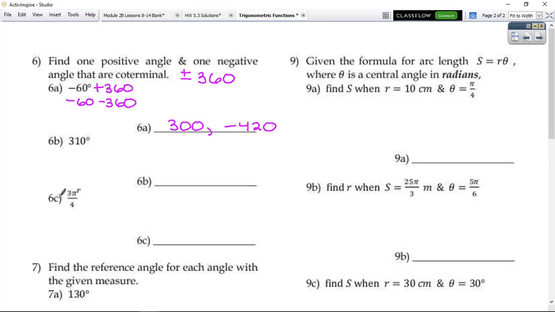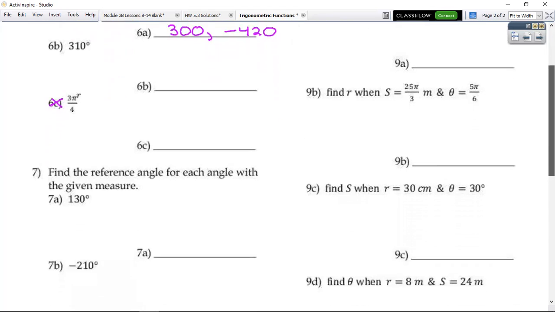Don't worry about C, you may omit that one. That one you would just have to convert first, but it's the same idea. So I'm going to skip the rest of those, leave those for you just to practice.